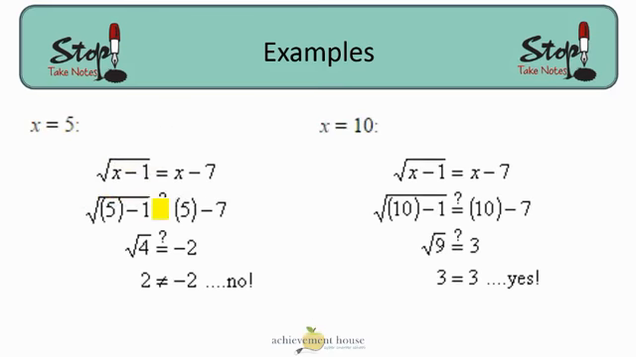So let's check x equals 5. If I put 5 in, 5 minus 1 is the square root of 4. 5 minus 7 is negative 2. Square root of 4 is 2, and negative 2. So 2 does not equal negative 2. Therefore 5 is not a solution. It is what we call an extraneous solution, which means it does not work. Now if we use 10, 10 minus 1 is 9, good. 10 minus 7 is 3. The square root of 9, is that 3? Yes it is, therefore 10 is a solution.